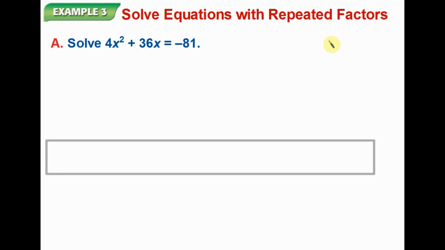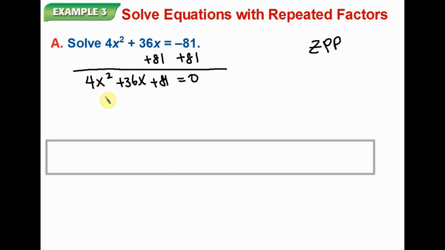In order to solve the equation, again, we're going to use the zero product property. The first thing that you have to do is to set this equation equal to 0. In order to do so, I'm going to add 81 on both sides. You'll have 4x squared plus 36x plus 81 is equal to 0. Now repeating the similar step of when you have trinomials.